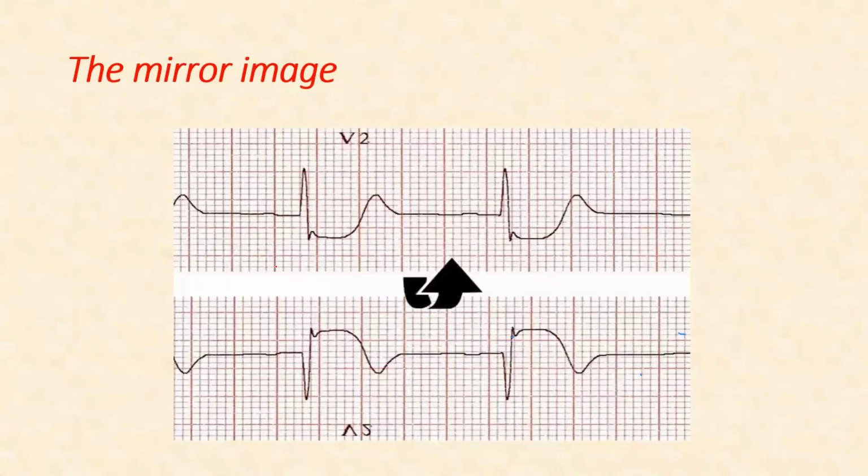Okay, now this is the mirror image in V1 and V2. You are going to have ST segment depression and upright T. So when you look at it in the mirror, it looks like ST segment elevation and inverted T.